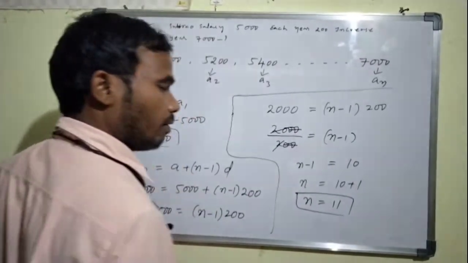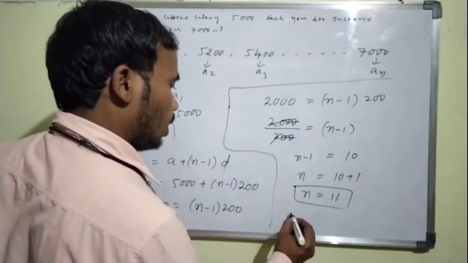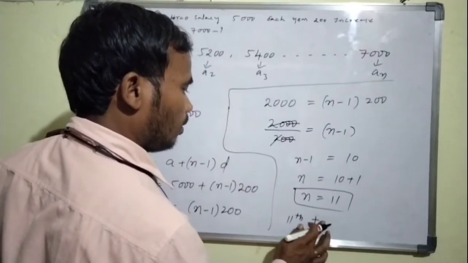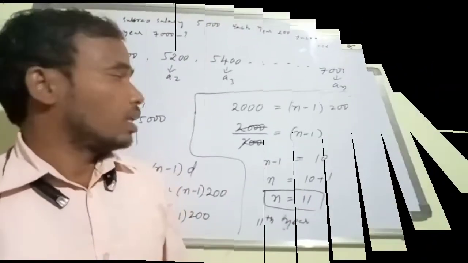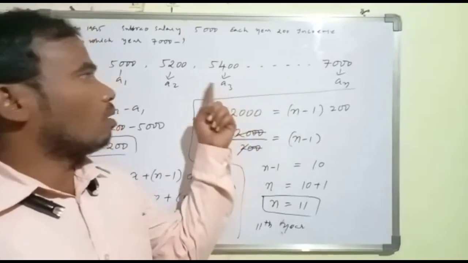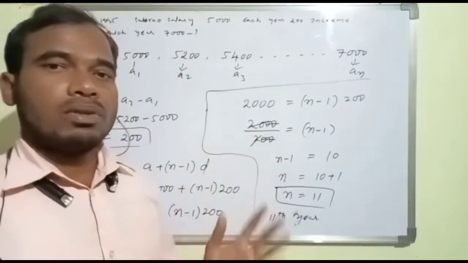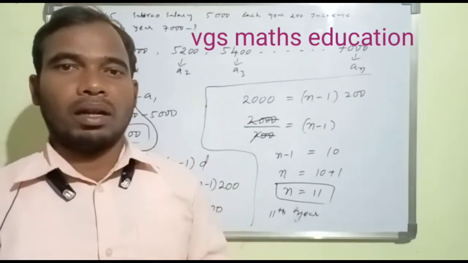So n is equal to 11 means that in the 11th year Subbarao gets 7,000 rupees. This is how you should solve this problem. I hope you have understood this problem.